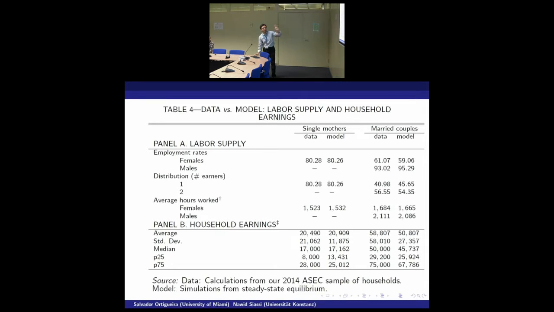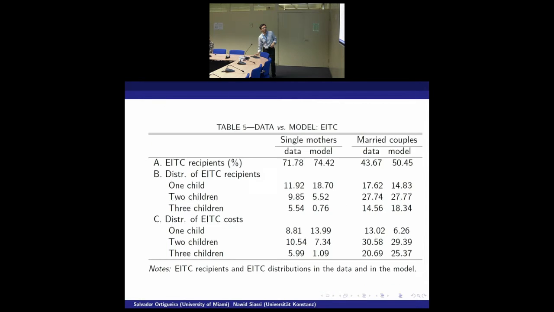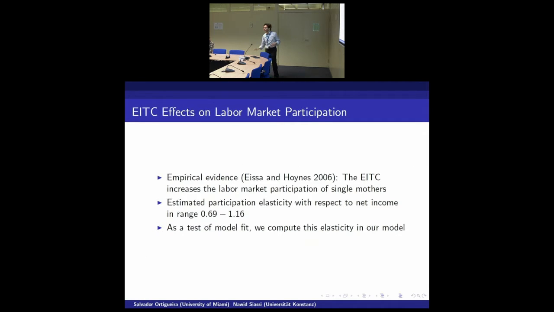Okay? So the model does quite well. I don't want to go more into the detail. We have more comparisons here to make. Just a few minutes. The model does also very well at matching elasticities estimated in the data.